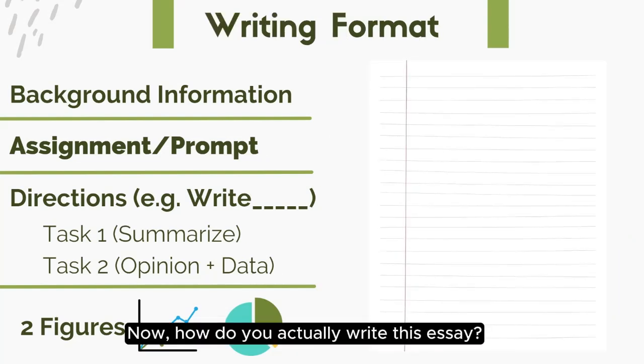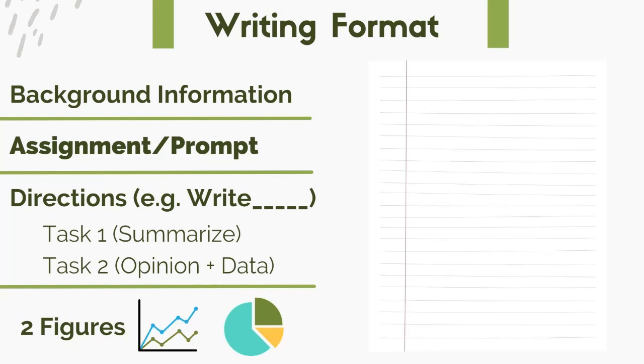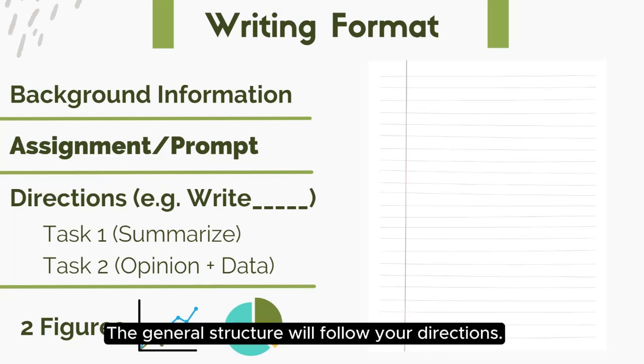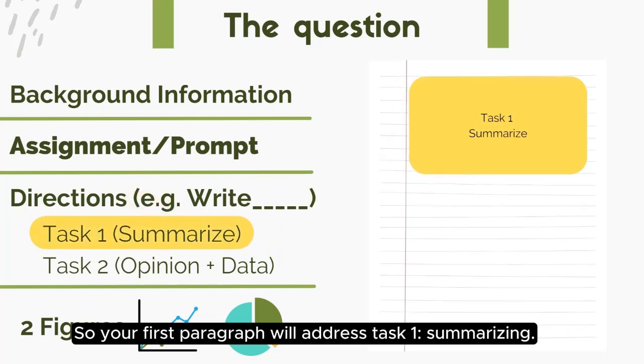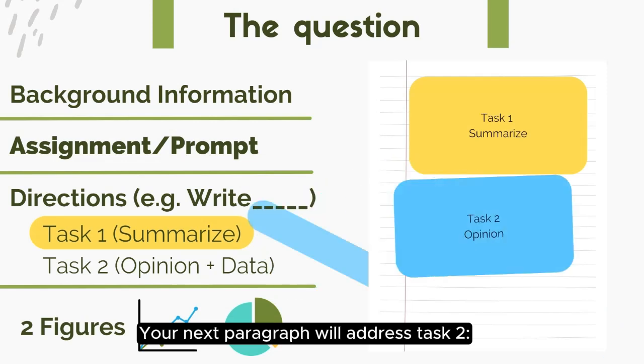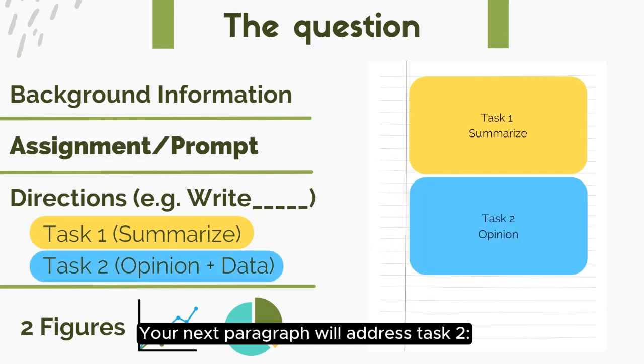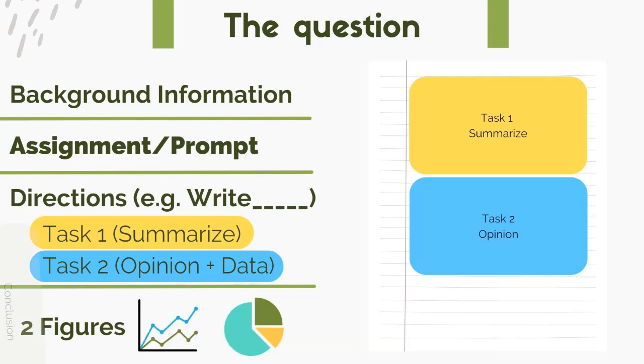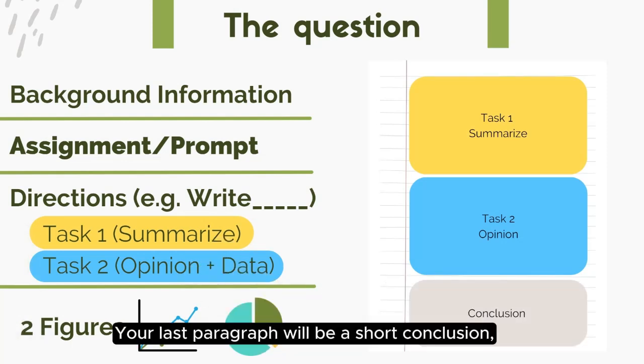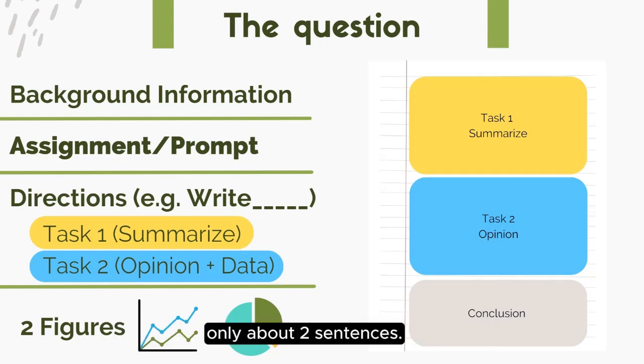Now, how do you actually write this essay? The general structure will follow your directions. So, your first paragraph will address Task 1, summarizing. Your next paragraph will address Task 2, stating your opinion and integrating the data. Your last paragraph will be a short conclusion, only about 2 sentences.